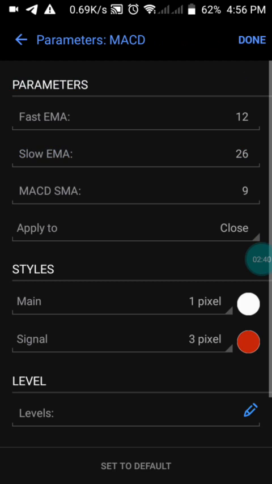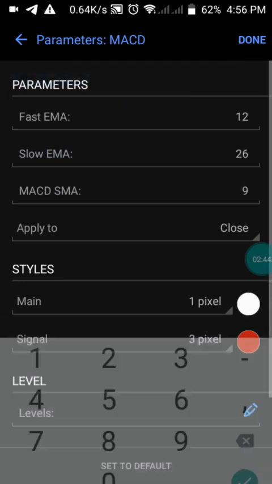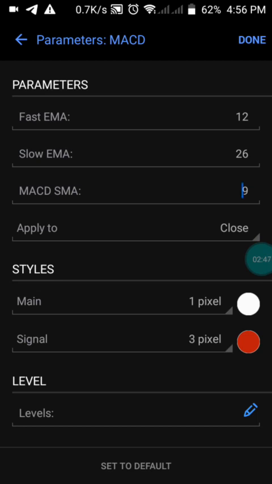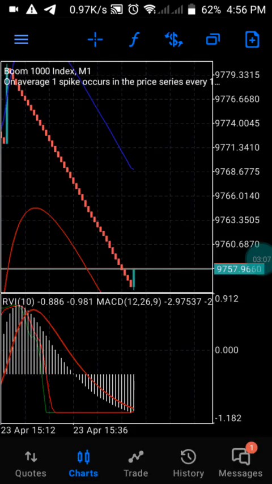Then we have our MACD, our fast EMA. We have 12. We have our slow EMA as 26, and we have our MACD SMA to be 9. Then we have our main color to be white, which is the color opposite to our background color, and we have our signal color to be red. Then you press on done. So by doing this, you will have the same strategy on your phone.